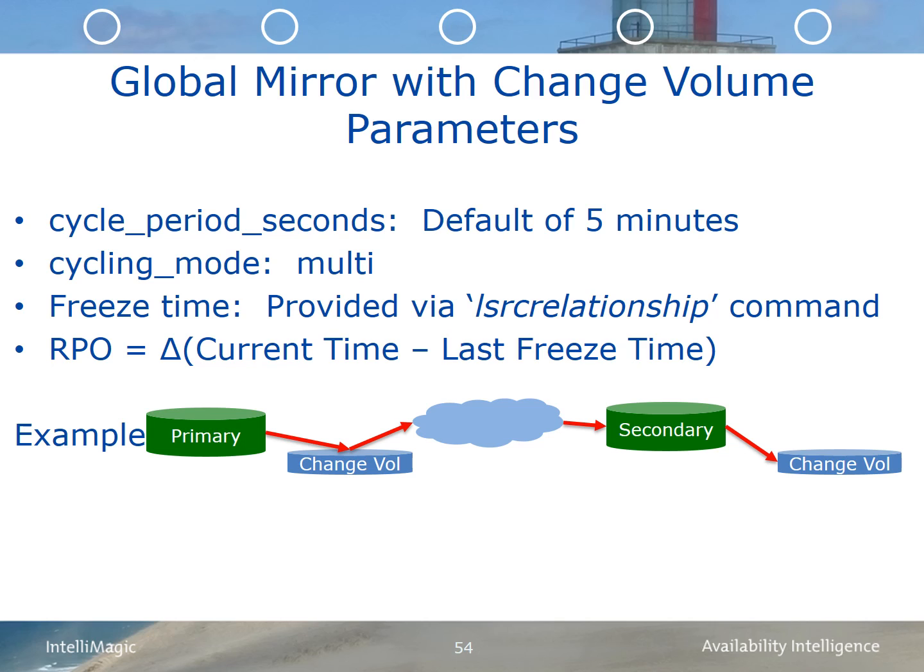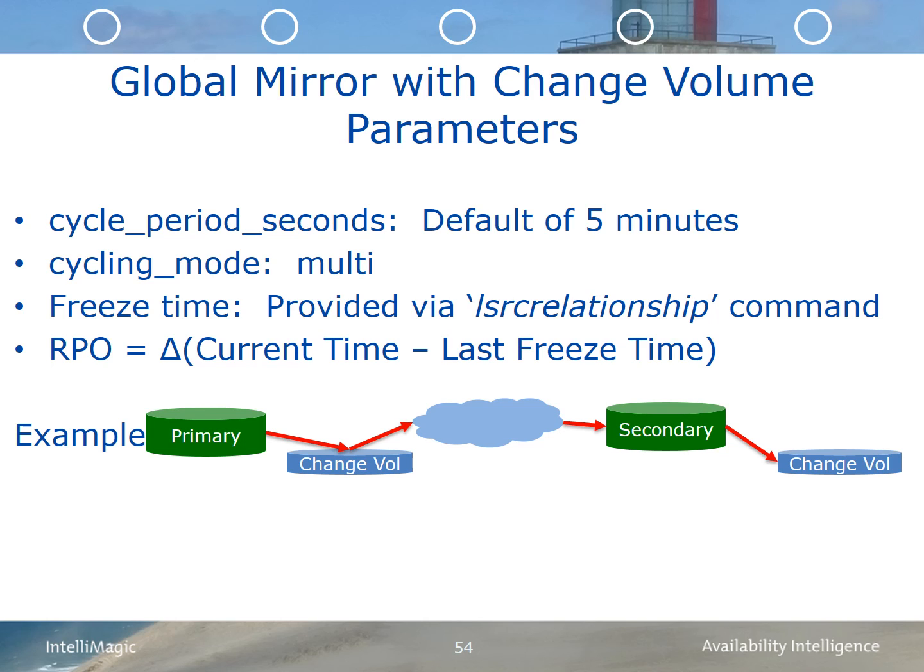In order to optimize the performance at the primary site and balance the throughput, you can use the cycling period in seconds. The default is 5 minutes. So at the beginning of each cycle period, changes in the volumes are replicated to the secondary volume. If the cycle period does not finish in the cycle time, it will run until it does.